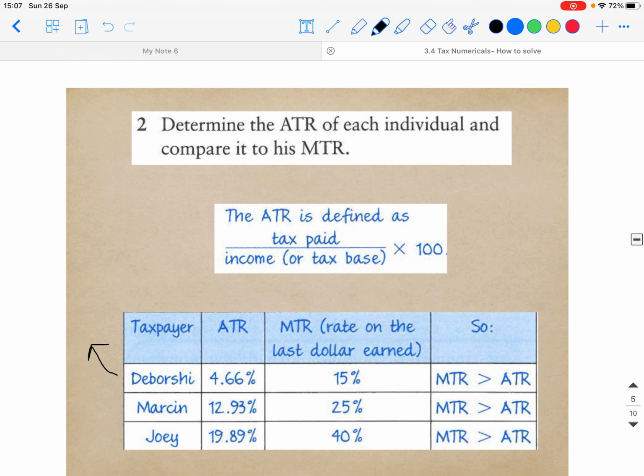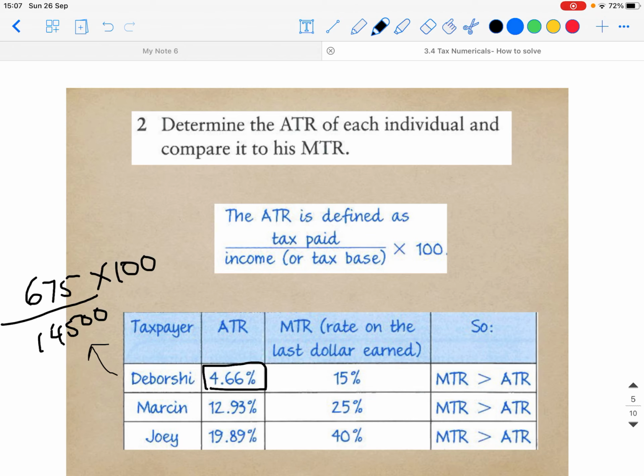So 675 divided by 14,500 into 100. If you calculate, that will come to 4.66%. Always remember to calculate to 2 decimal places. Okay, and round off to 2 decimal places.